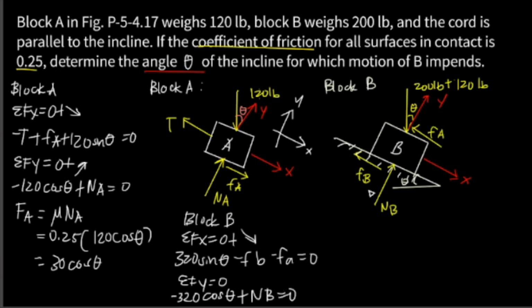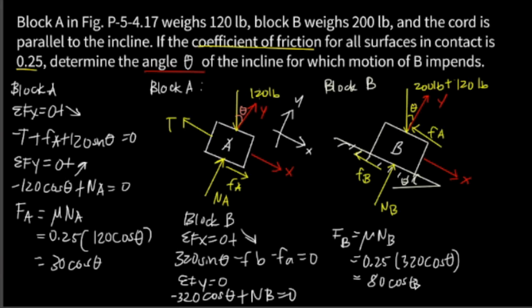So sa formula naman for friction, FB is equal to mu NB. Mu natin is parehas lang, 0.25. NB natin would be, lipat natin sa right side, so NB would be equal to positive 320 cosine theta. So 0.25 times 320, that would be 80 cosine theta.